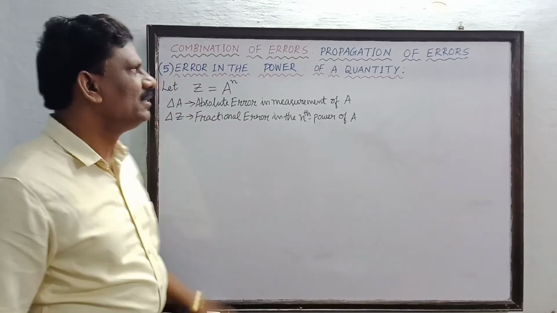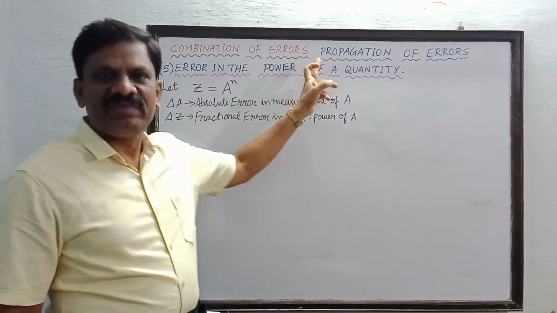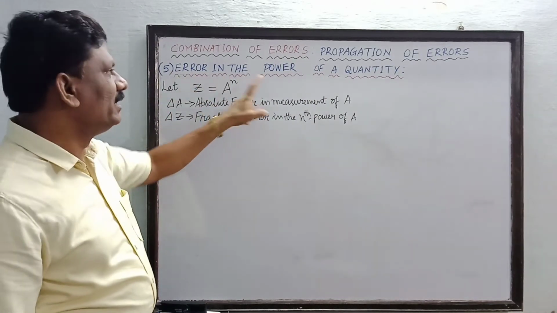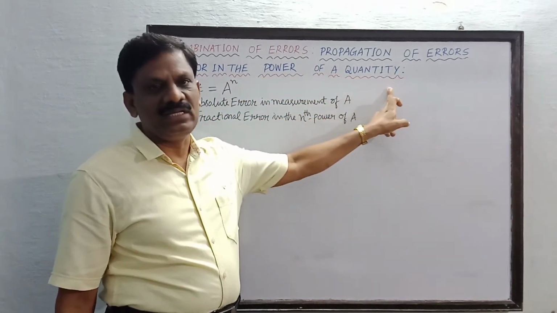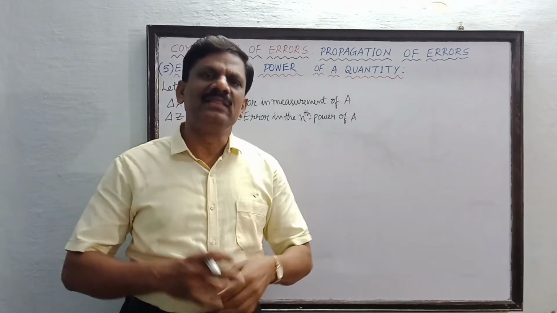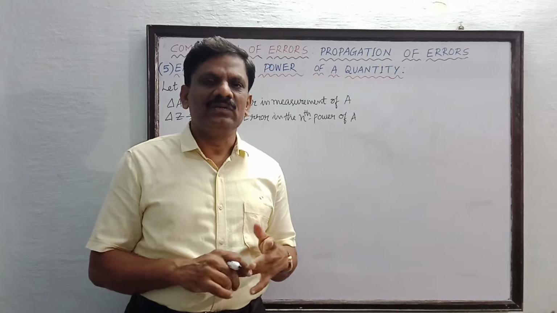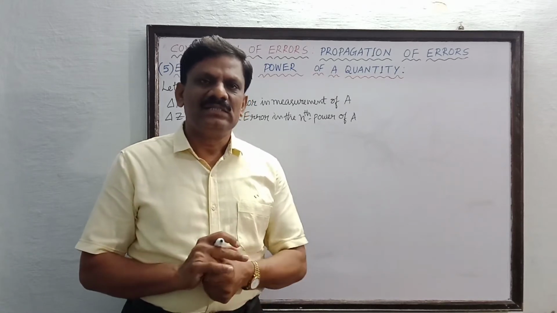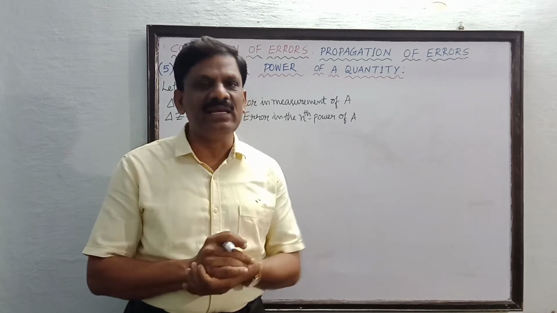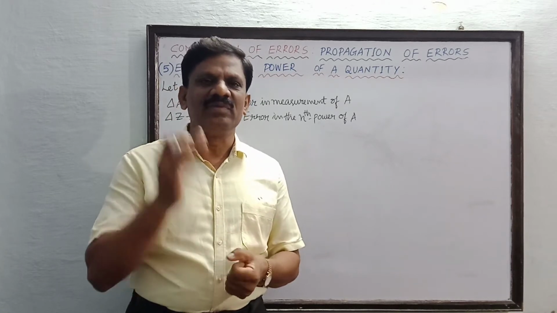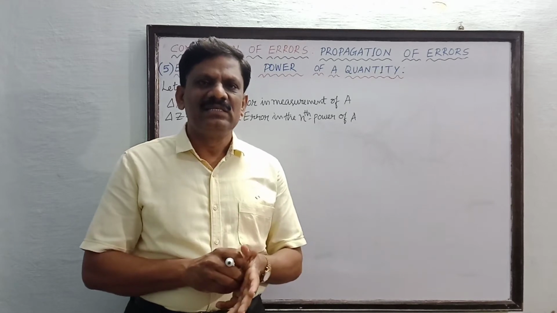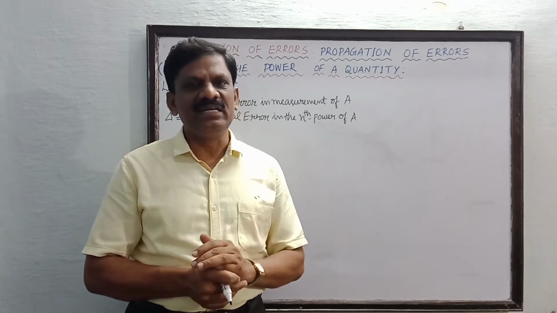Hi students, we are studying combination of errors. The fifth case is how to find the error in the power of a physical quantity. For example, take a cube of side L. What is the volume of the cube? Side into side into side, that is equal to L cube. So it is the third power of the length. The area of a square is side into side, that is equal to side square.